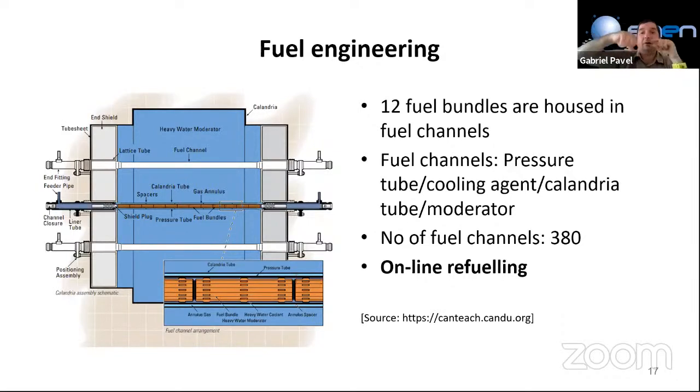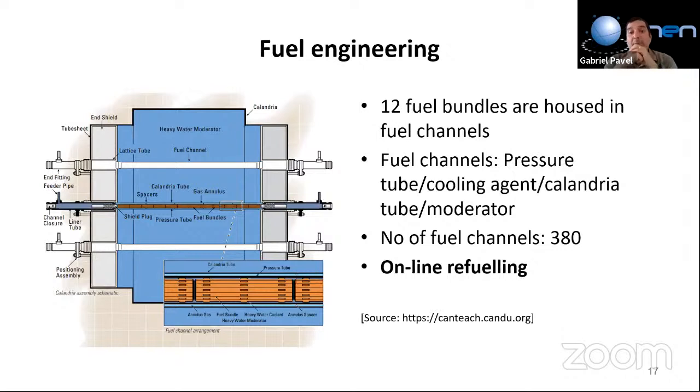Then around this pressure tube you can find the calandria tube. The calandria tube is the tube that, as I already said, functions at lower temperature and lower pressure. And around every calandria tube you can find the moderator. Imagine this fuel channel that I just told you about. We have 380 of these fuel channels.